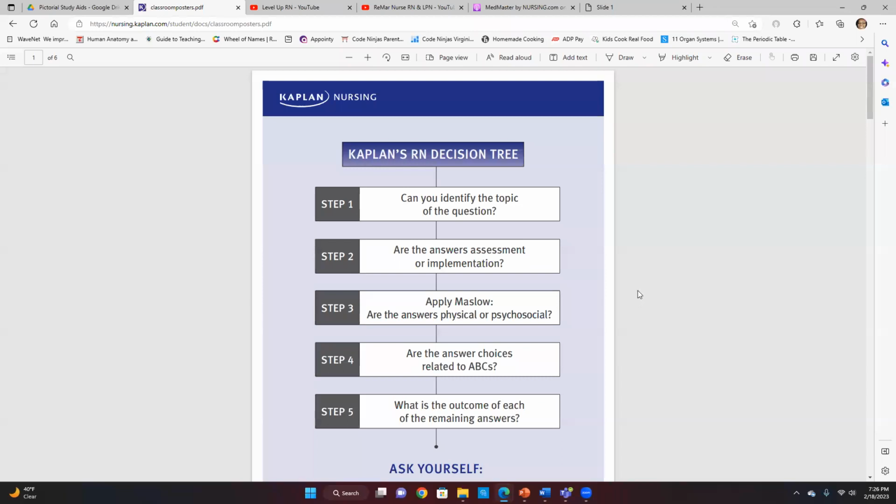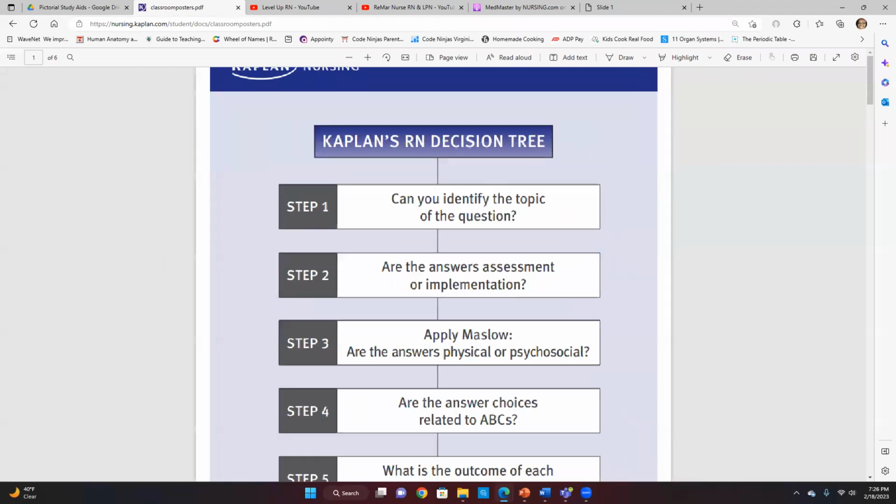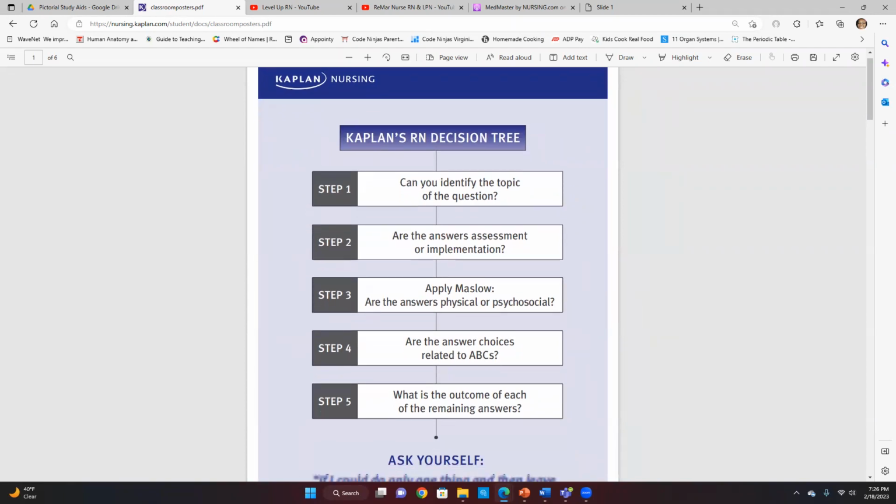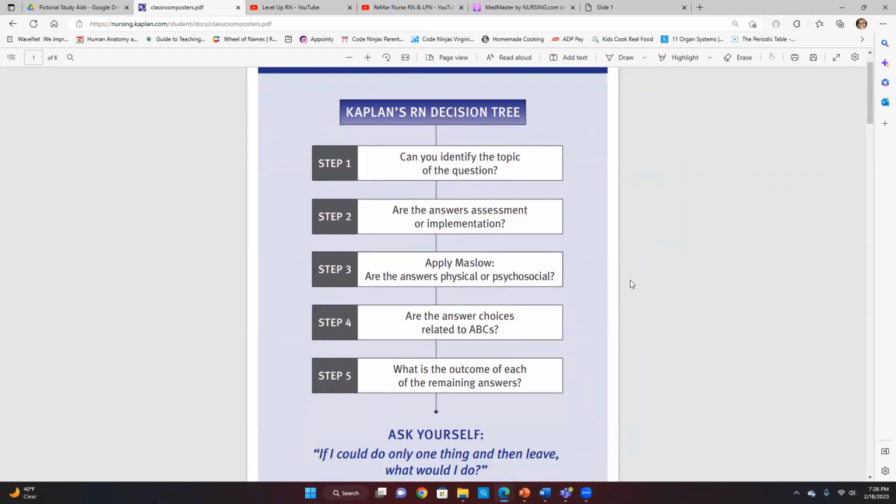All right, I am going to go now to the Kaplan Decision Tree because we're going to talk about these test taking strategies, because that's one of the questions that you all asked about. Okay, how do I break down these questions? Exactly what I was talking about, Miss Ignacia. But go ahead. Okay, all right. So I'm glad I'm on the right track.